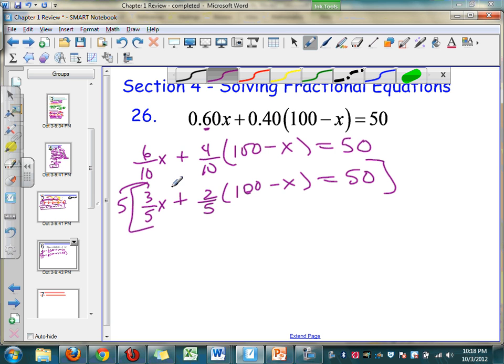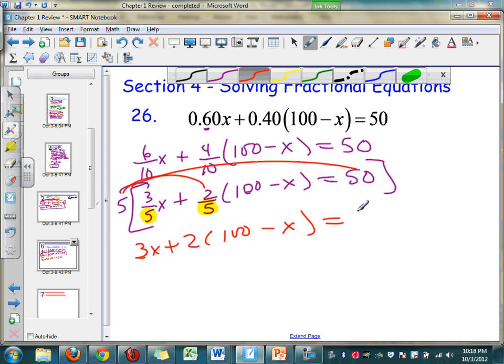So if we multiply everything by 5, that is our only denominator, 5 and 5 here. So we multiply that by 5. 5 divided by 5 is going to be 1, bring down the 3x. 5 divided by 5 is going to be 1, bring down the 2 times the 100 minus x is equal to, across the equal sign, 5 times 5 gives me 25, tack on the 0. And you can distribute here, 200 minus 2x is equal to 250.